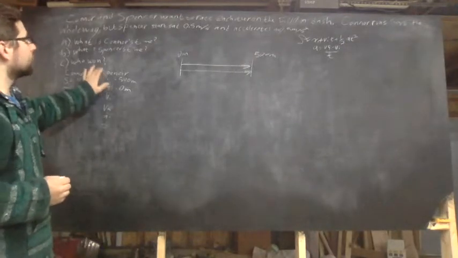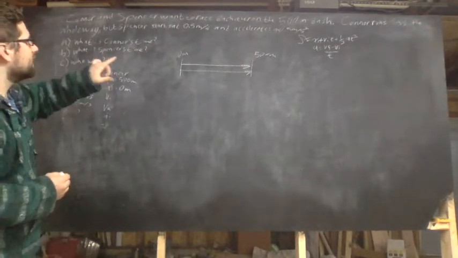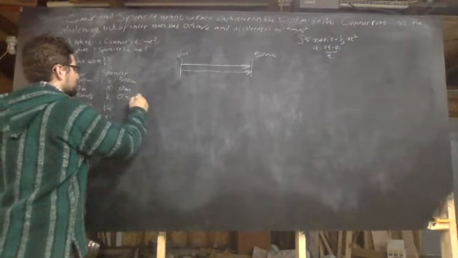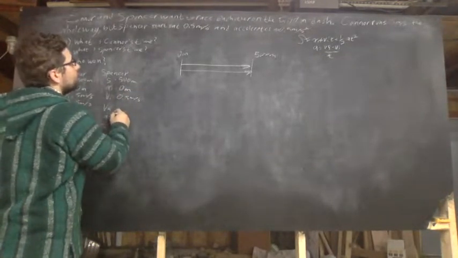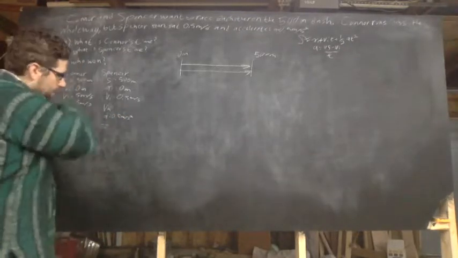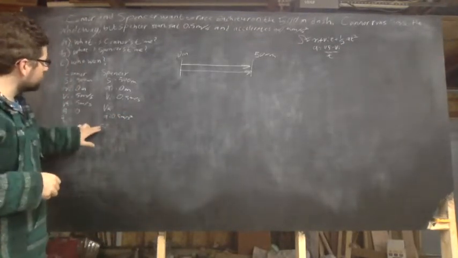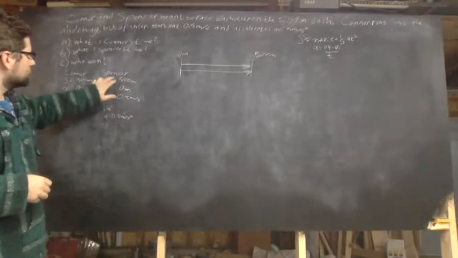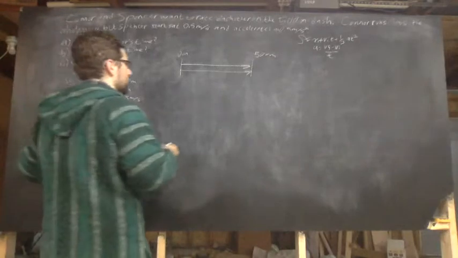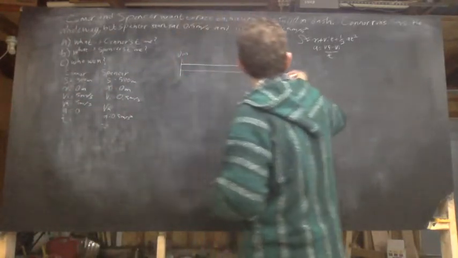Now Spencer, a little bit of a different case. He starts at 0.5 meters per second, and he has an acceleration of 0.5 meters per second squared. We don't know his VF, we don't know his time, so we're going to have to use the same S equation to solve for Spencer. So let's go ahead and figure out Connor first, because he's nice and simple.